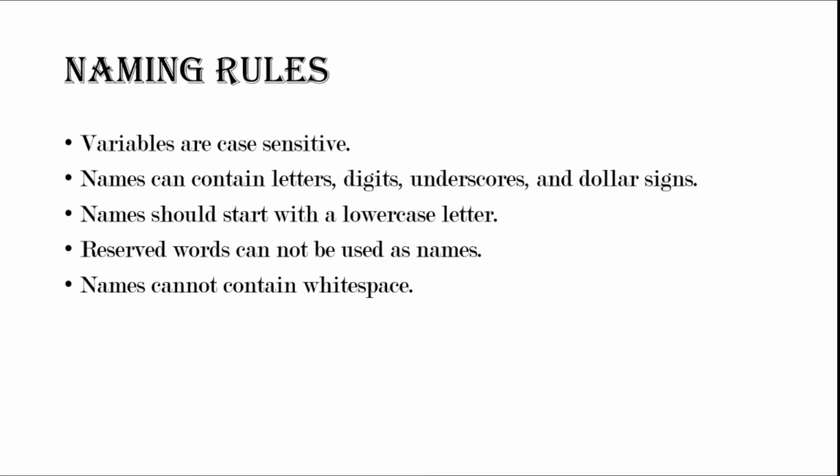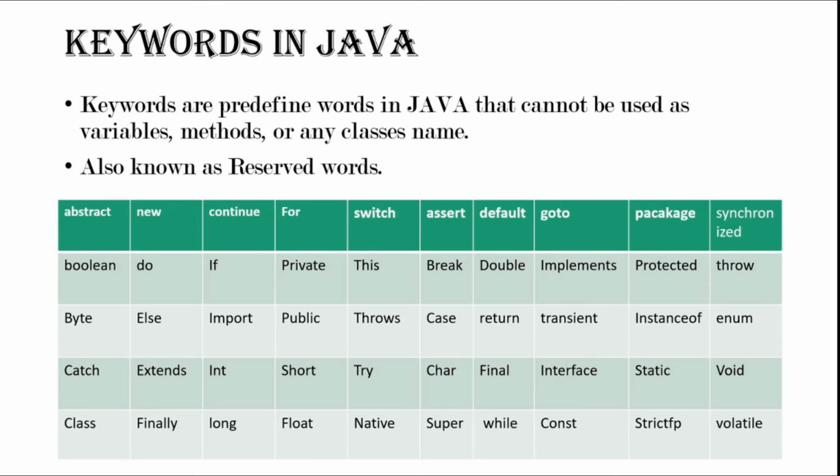What are the naming rules for variables? Variables are case sensitive. Names can contain letters, digits, underscores and dollar signs. Names should start with a lowercase letter. Reserved words cannot be used as names. Names cannot contain white spaces. So these are the standard naming rules for a variable.